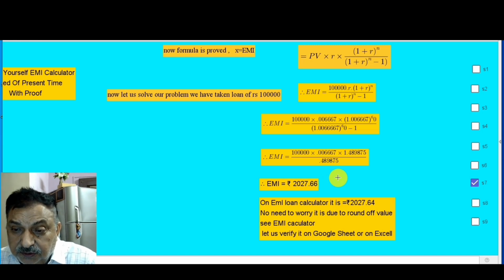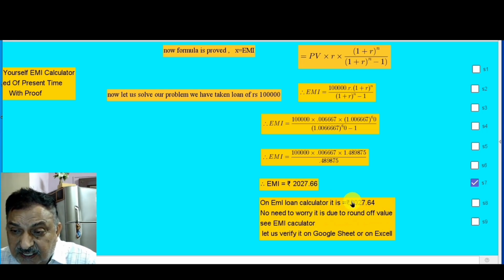Now check it on our calculator. On checking EMI on a loan calculator, it is 2027.64. Our value is this, and the value on the calculator is this. No worry, it is due to round-off value. See the EMI calculator.